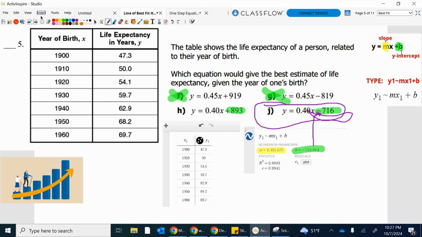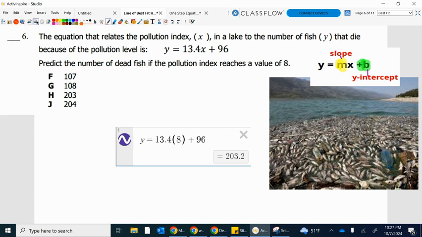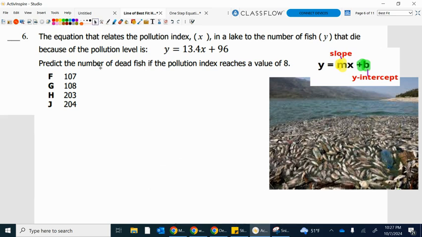There we go. All right, number 6. Let me go ahead and pretend like you didn't see that already. The equation that relates the pollution index X, so pollution is our X, in a lake to the number of fish that die, which is our Y, because of the pollution level, this is the equation.